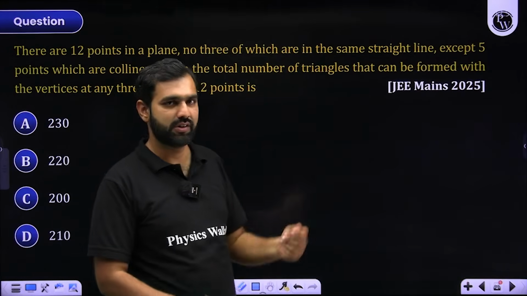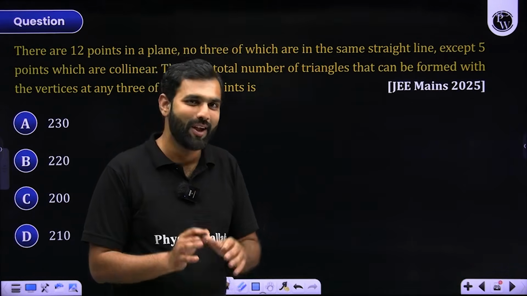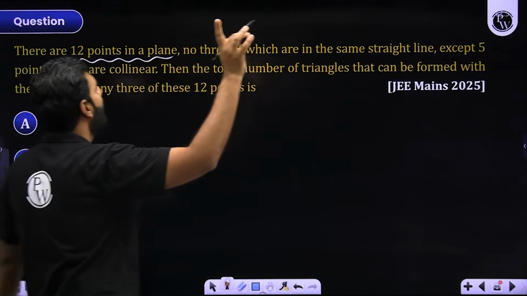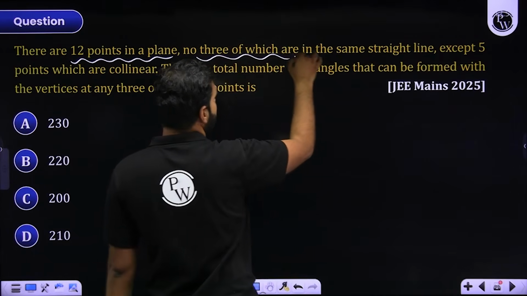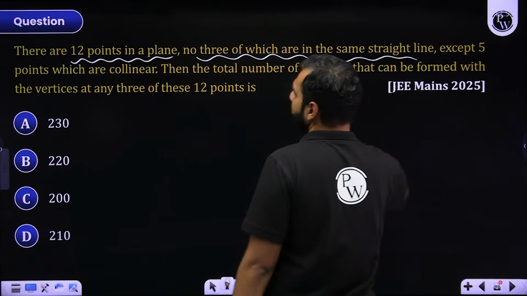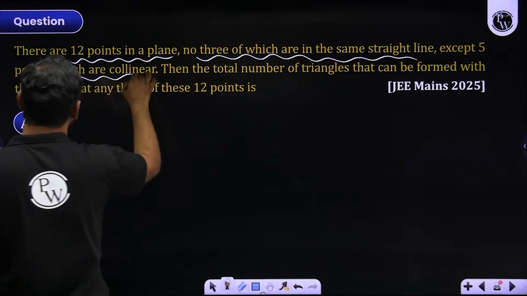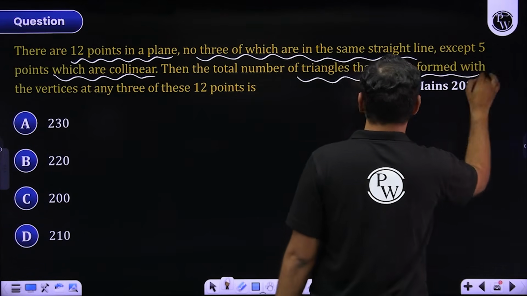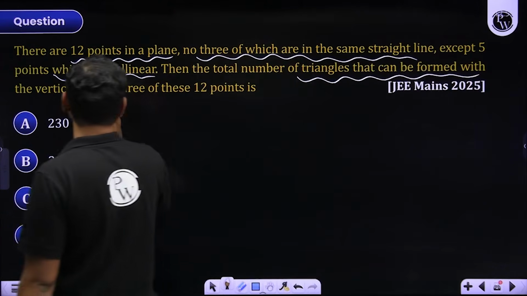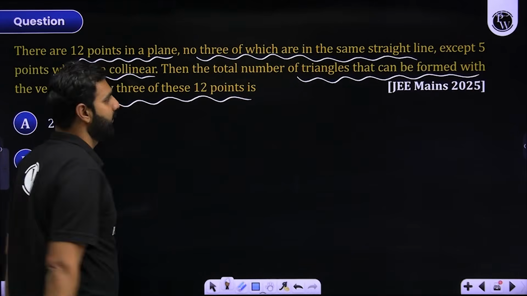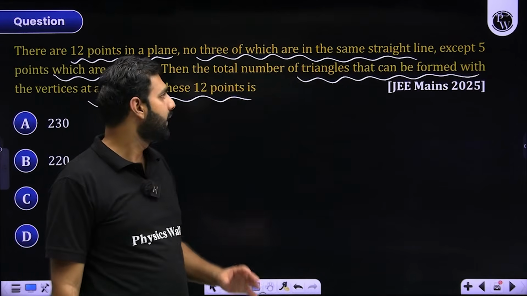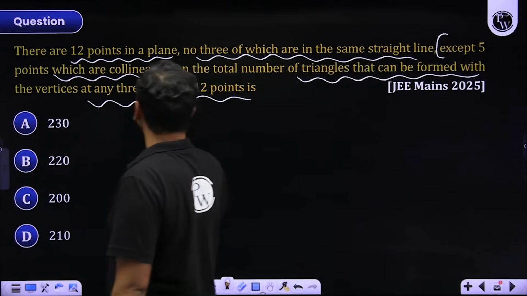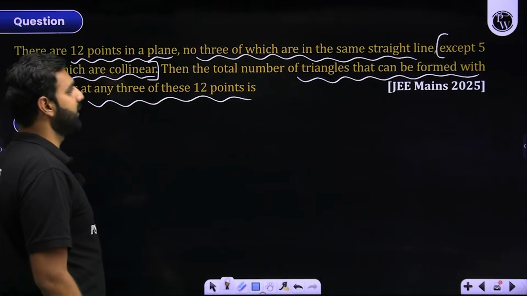For example, this question in JEE 2025, what did they do? There are 12 points in a plane, no 3 of which are in the same straight line. Brilliant. Except 5 points which are collinear. Then the total number of triangles that can be formed with the vertices at any 3 of these 12 points. Now please understand.